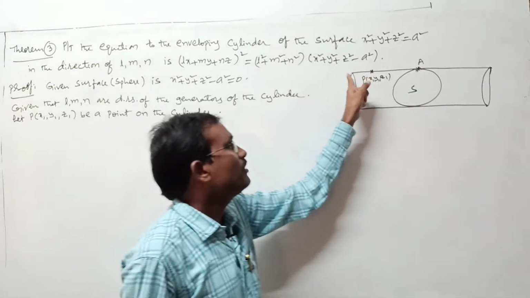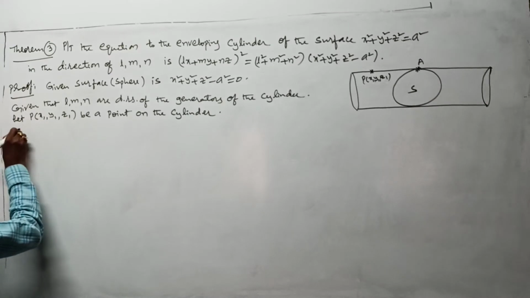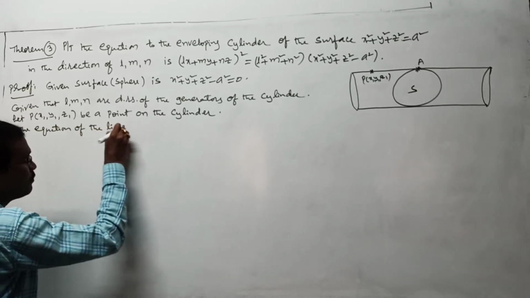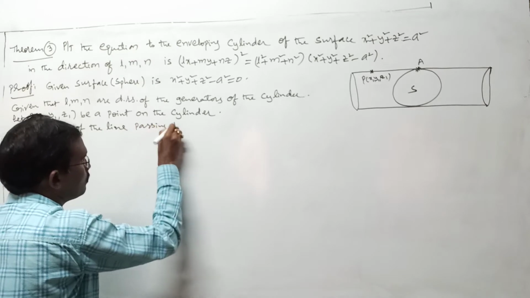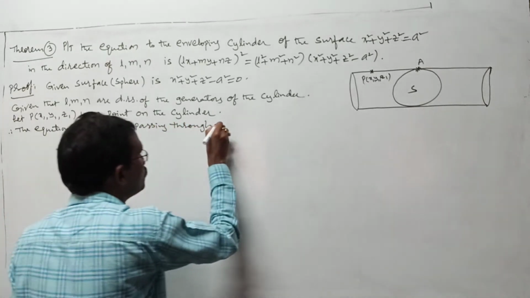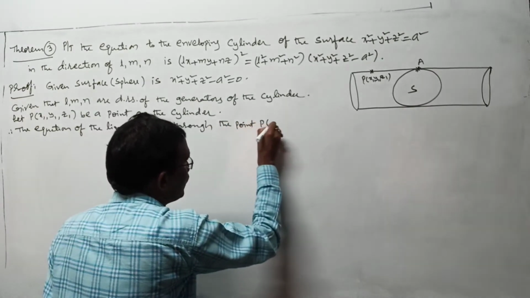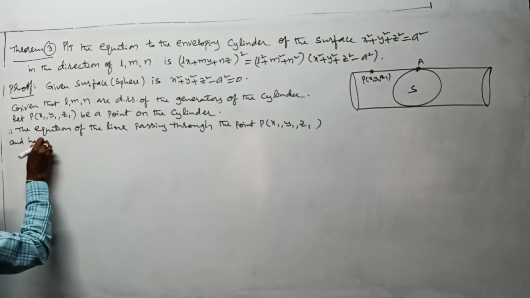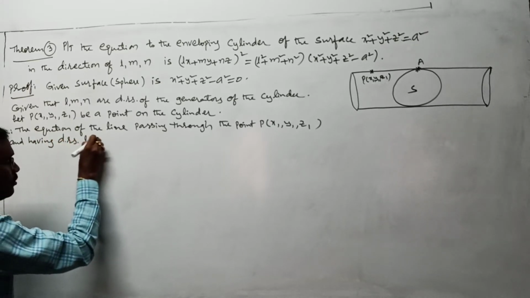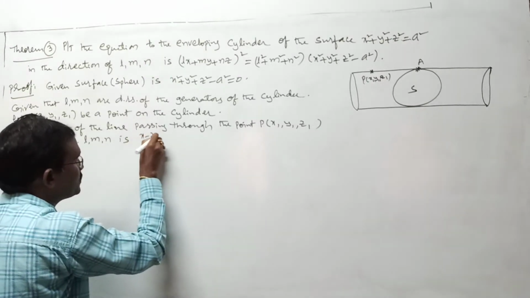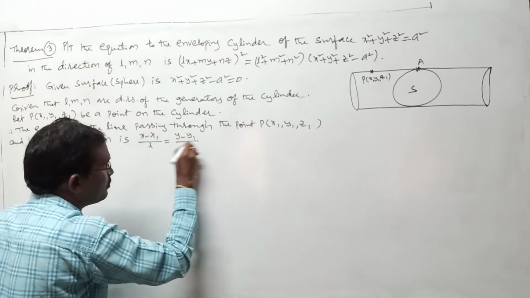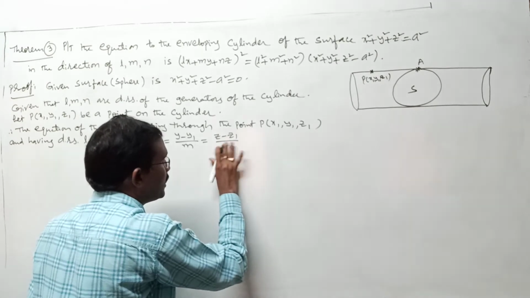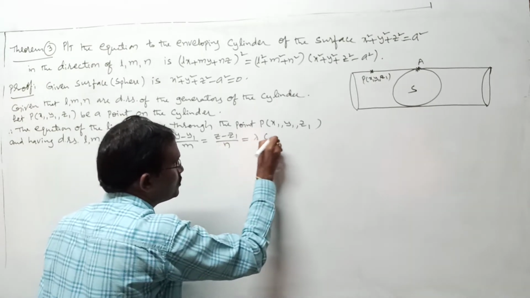That means now define this line equation. Therefore the equation of the line, it is the generator, passing through the point P(x1, y1, z1) and having direction ratios L comma M comma N is, x minus x1 by L is equal to y minus y1 by M is equal to z minus z1 by N. To define a general point on this line, let us take this equal to some lambda.